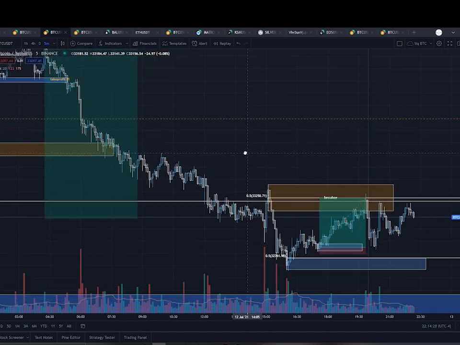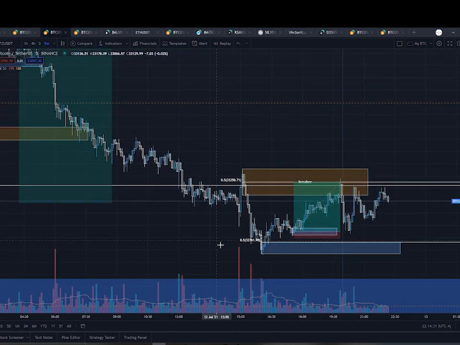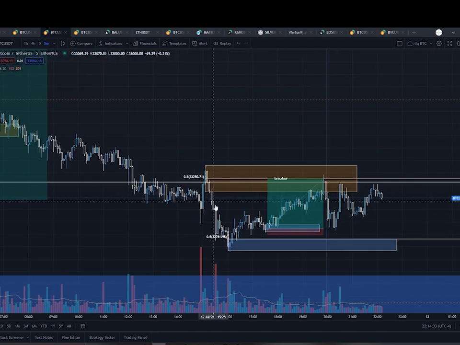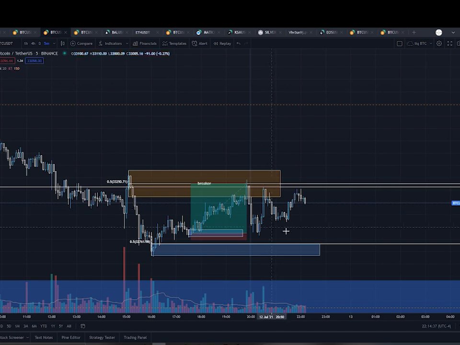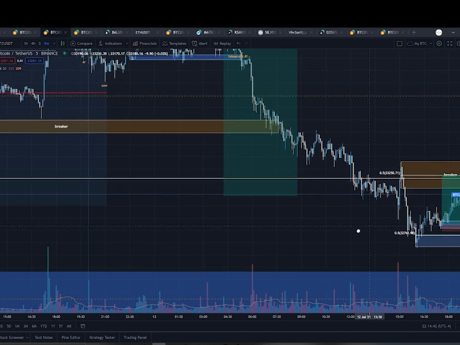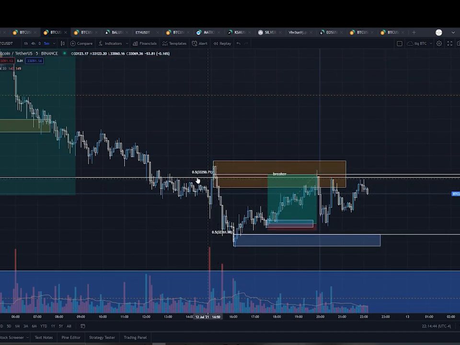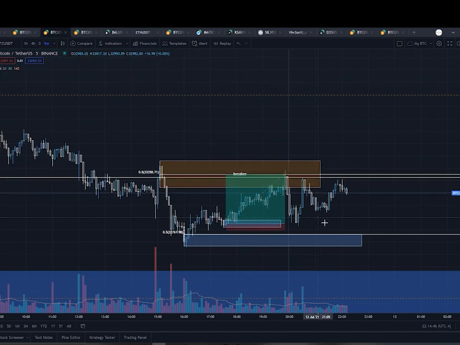And then today, we formed another accumulation here, which I put a long on, and then now it looks like we're just doing some wonky stuff. But these patterns present themselves so often that you could probably become very profitable by just trading Wyckoff.